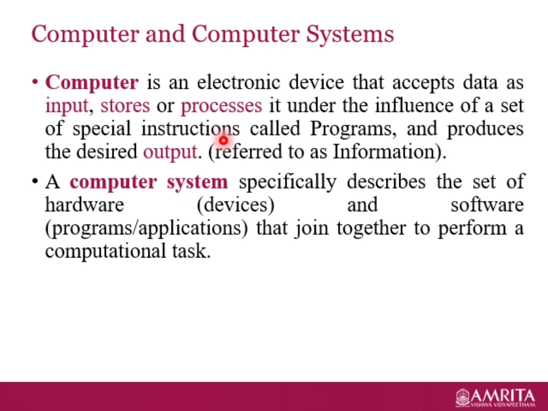But then what is a computer system? Often the terms computer and computer system are used interchangeably. However, the term computer system may also refer specifically to a set of hardware and software that join together to perform a computational task, like a manufacturing system or an accounting system, or it may refer to a network of multiple computers linked together so that they can share software, data, and other hardware devices.